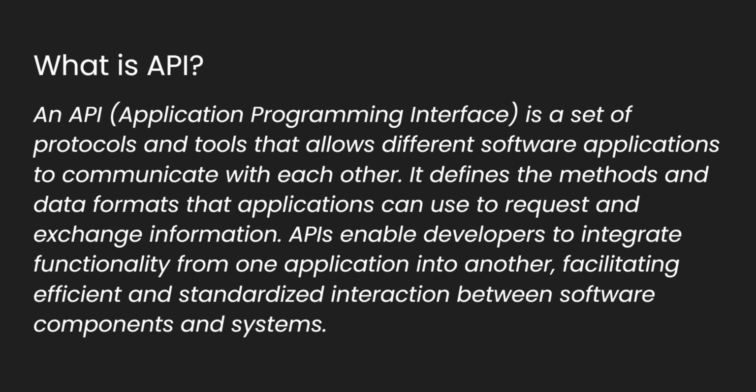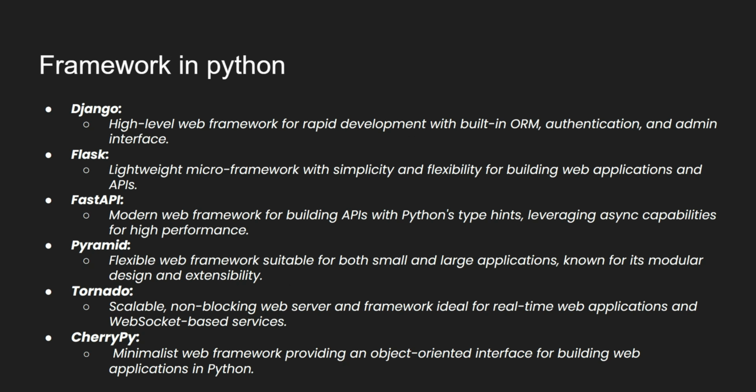What is API? An API, application programming interface, is a set of protocols and tools that allows different software applications to communicate with each other. It defines the methods and data formats that applications can use to request and exchange information. APIs enable developers to integrate functionality from one application to another, facilitating efficient and standardized interactions between software components and systems.